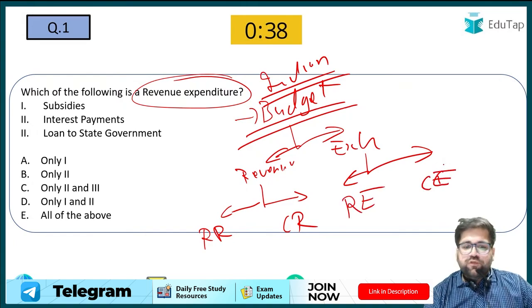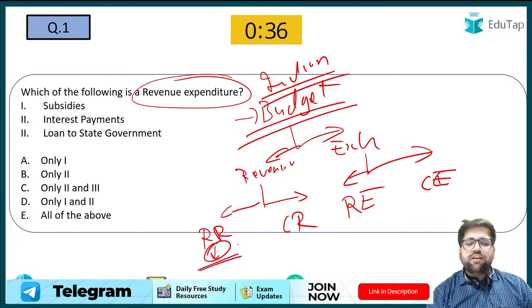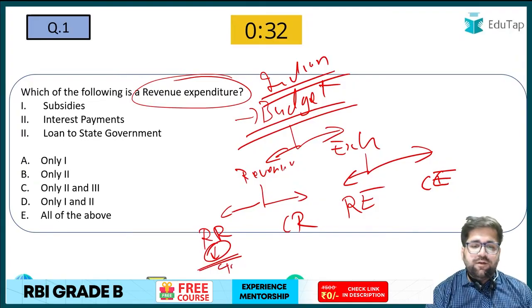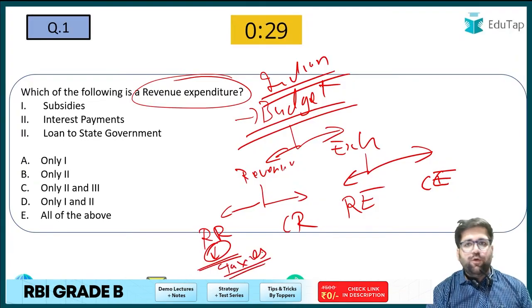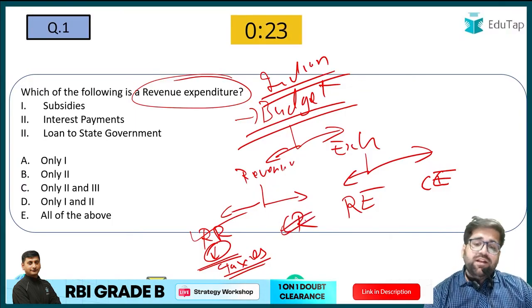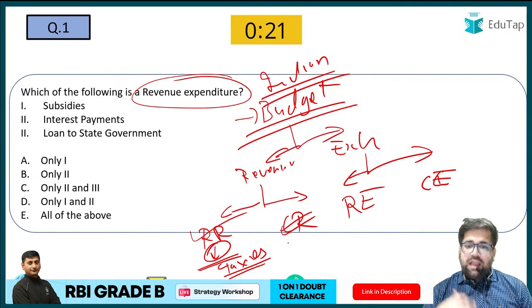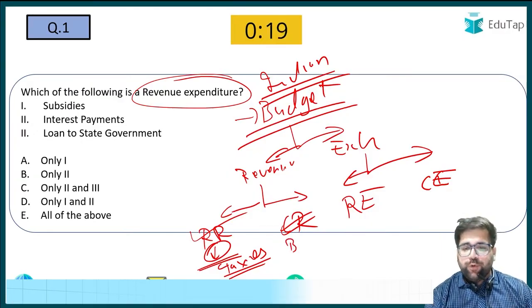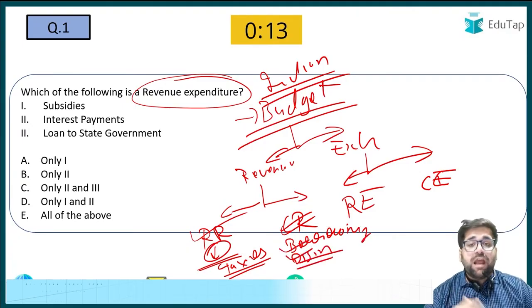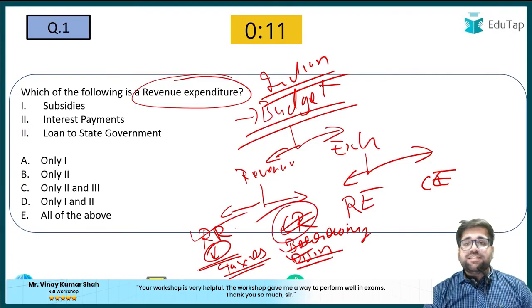So what are revenue receipts? Revenue receipts are those receipts which are recurring in nature. For example, taxes. Government collects taxes every now and then. So that is a very important example of revenue receipts. Capital receipts, what are capital receipts? These are non-recurring in nature. For example, let's take borrowings from international institutions, or for example disinvestments. These are different types of capital receipts. Capital receipts are, I would say, non-recurring in nature.